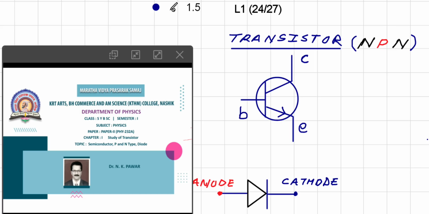So today we are going to see the next, second chapter of the SYBSc electronics subject. The chapter is the study of transistors.